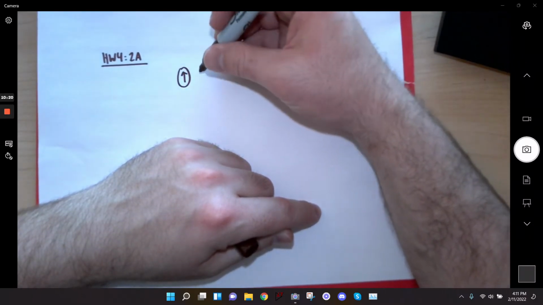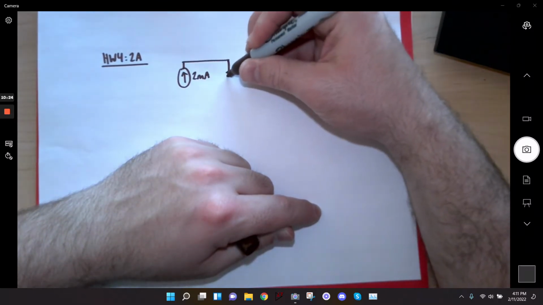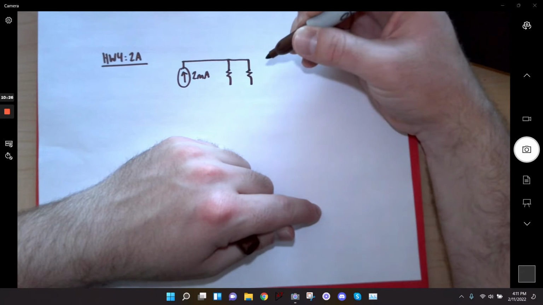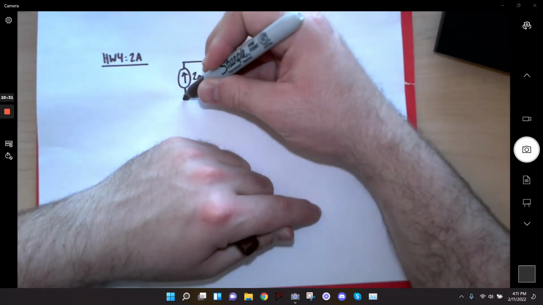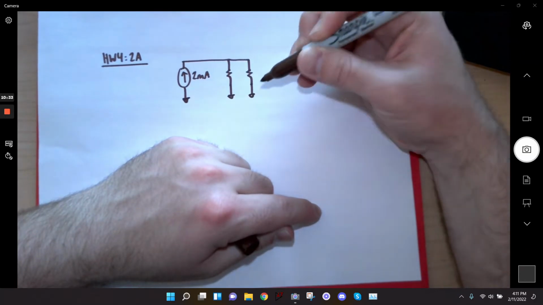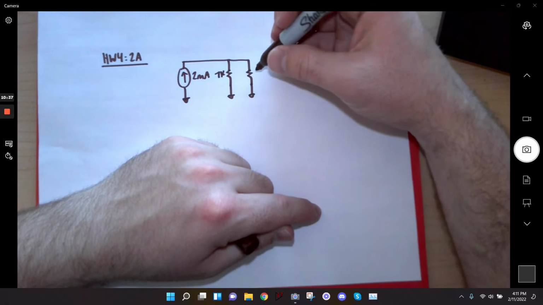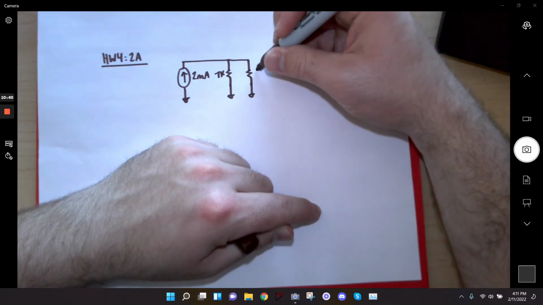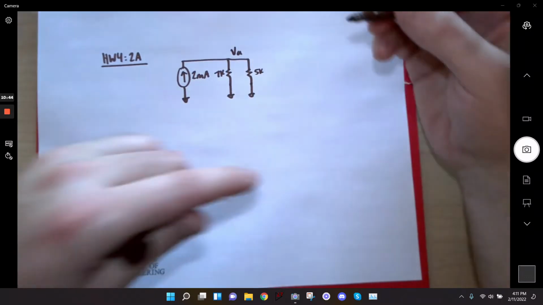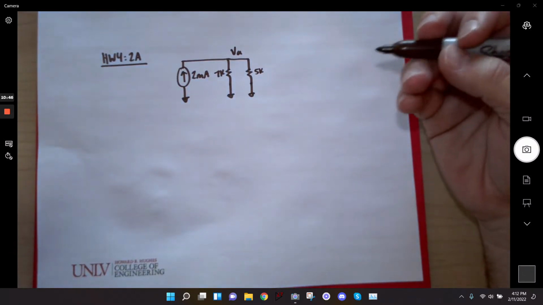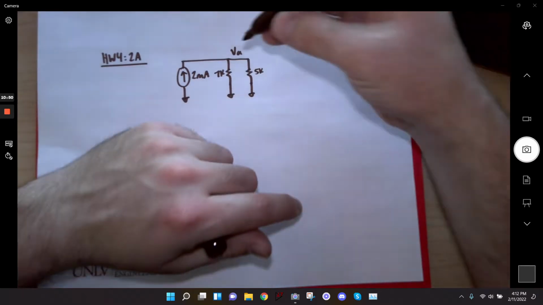Anyways, the problem looks like this. Got a current source, 2 milliamps. Then I've got some resistors in parallel, where this one is 7K and this one is 5K. And then my voltage VA is up top, and I'm basically trying to find the currents using the current divider equation, and then using those currents that I find, I'm going to find VA, right?